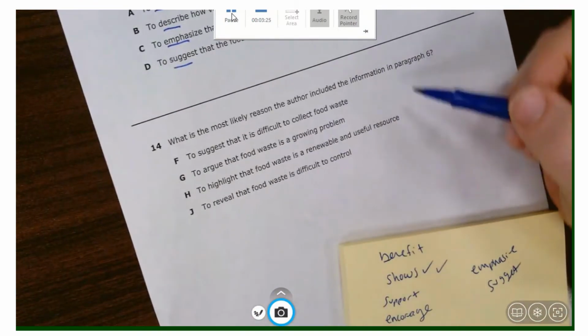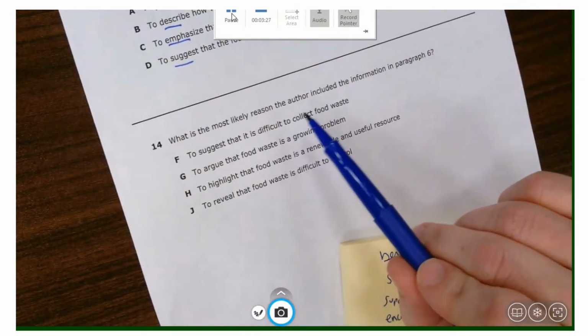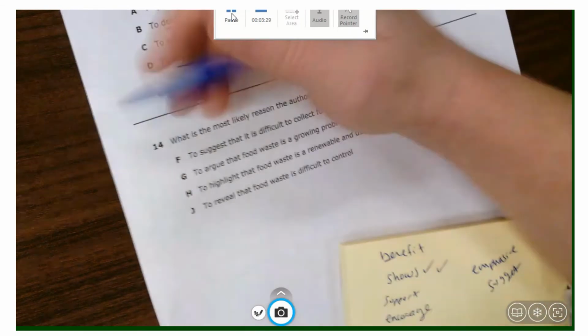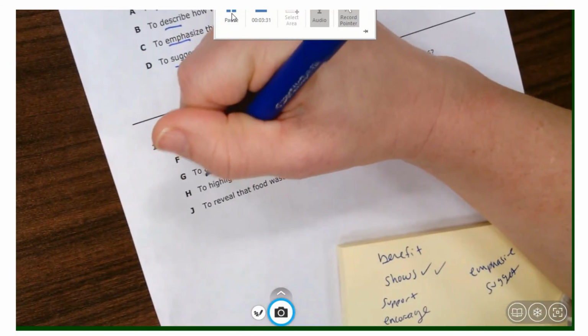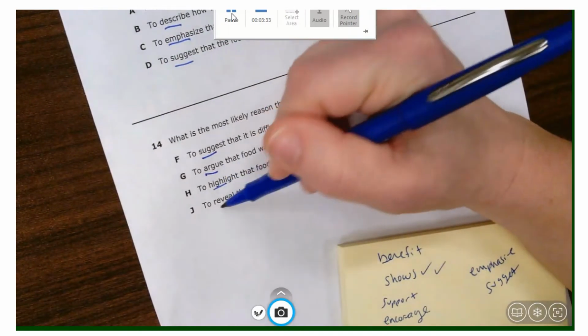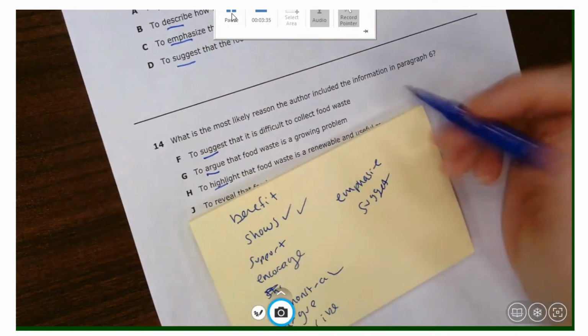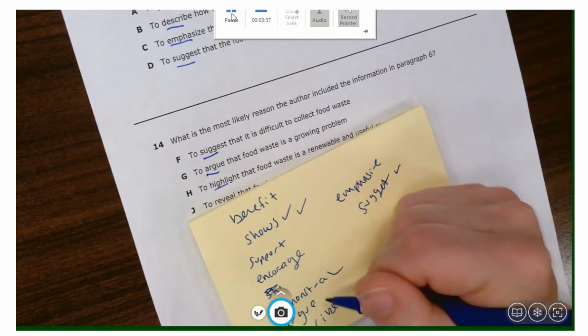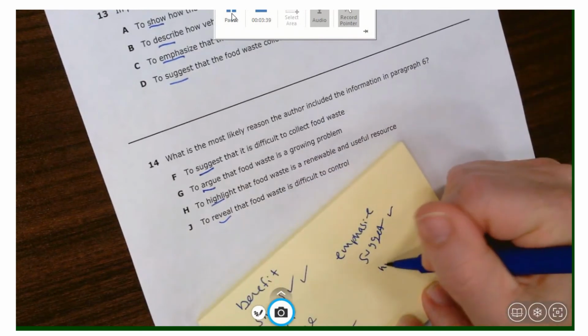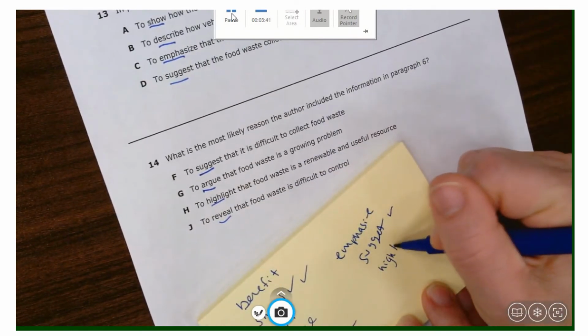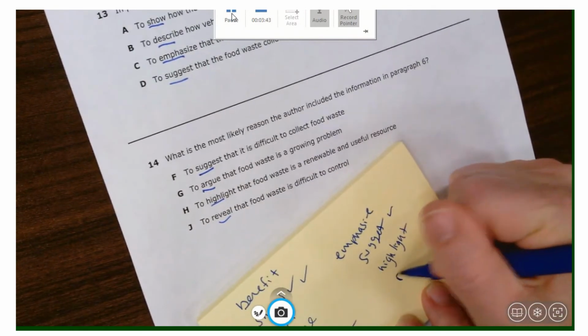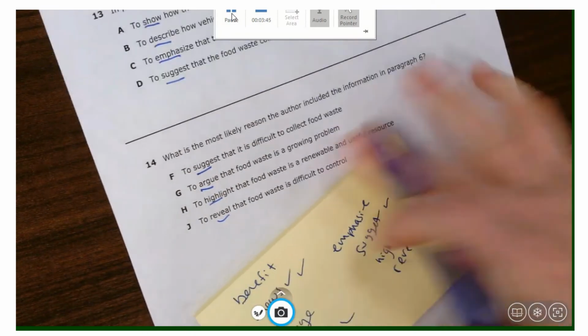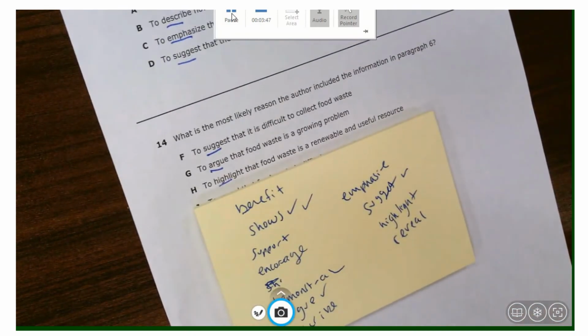And then on this one, what is the most likely reason the author included the information? Here we go, suggest. That's another time for that one. That's another time for argue, highlight, and reveal. Those are new. So I'm just going to make my tally marks and add highlight and reveal. And that's really the process. And then I did that for every single release passage. So it took a really long time.